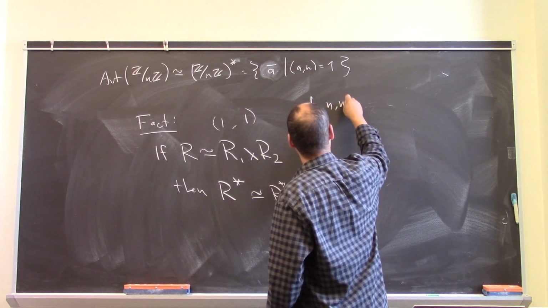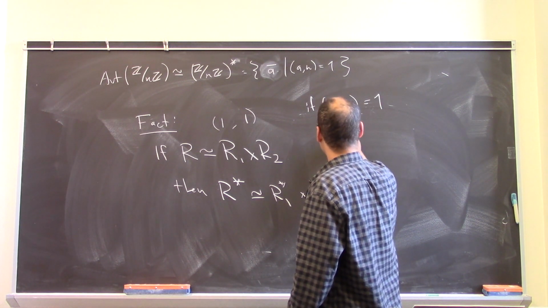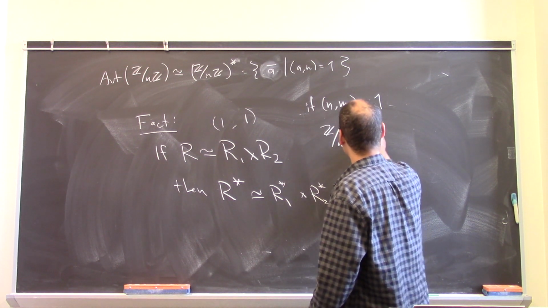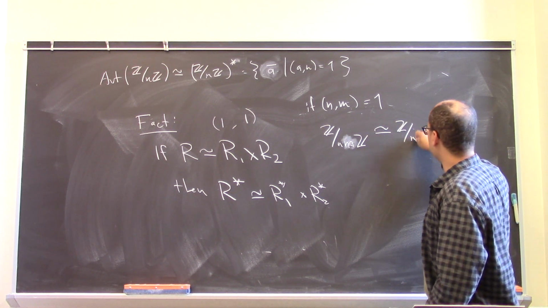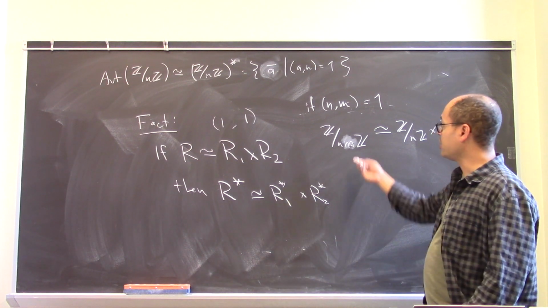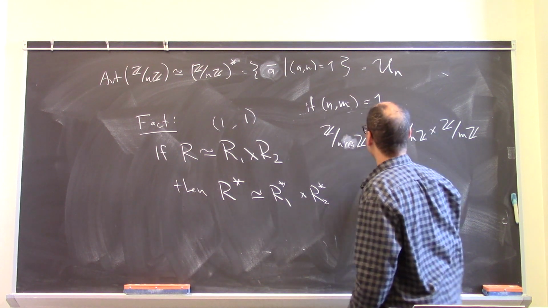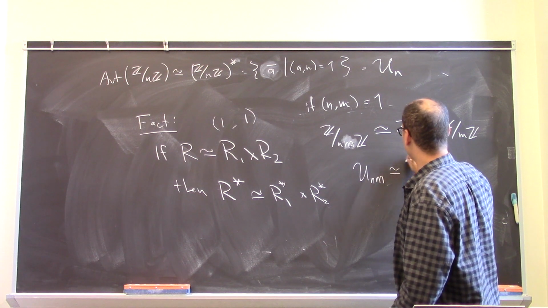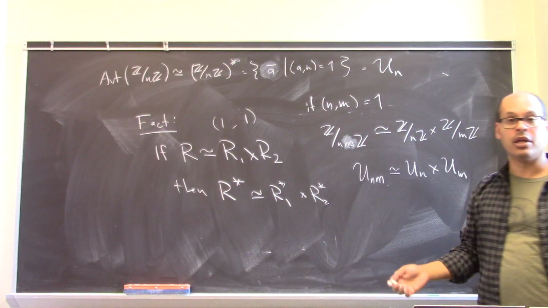In particular, if I have two integers n and m which are relatively prime, then if I look at Z mod nmZ, the Chinese remainder theorem tells us that this is isomorphic to Z mod nZ cross Z mod mZ. And that tells me a similar story about these units. Remember, we also had this notation U_n, a little convenient to write it like this. U_nm is isomorphic to U_n cross U_m, at least if n and m are relatively prime.